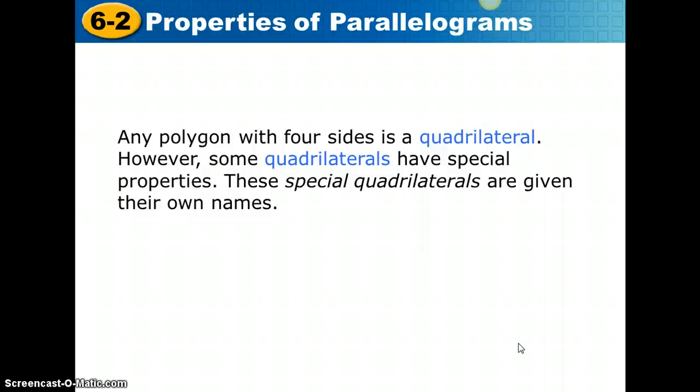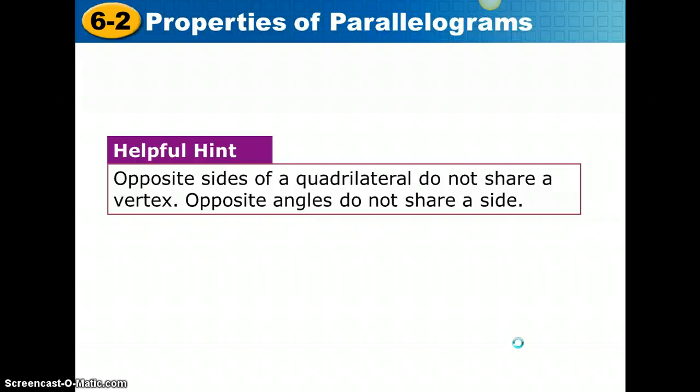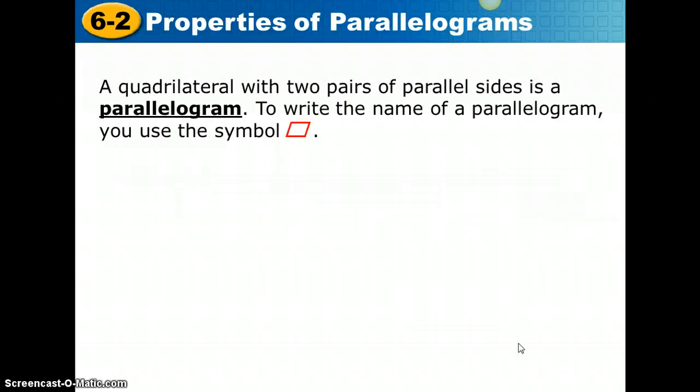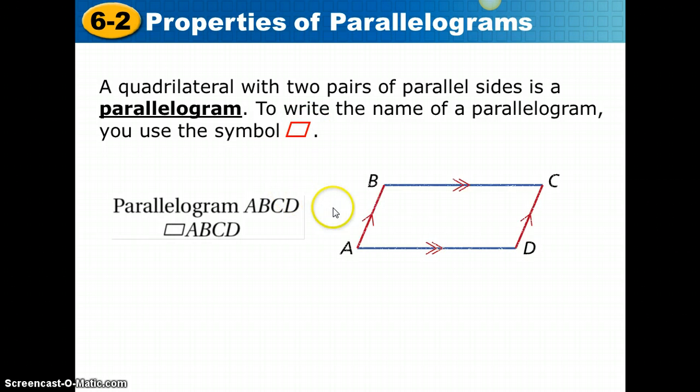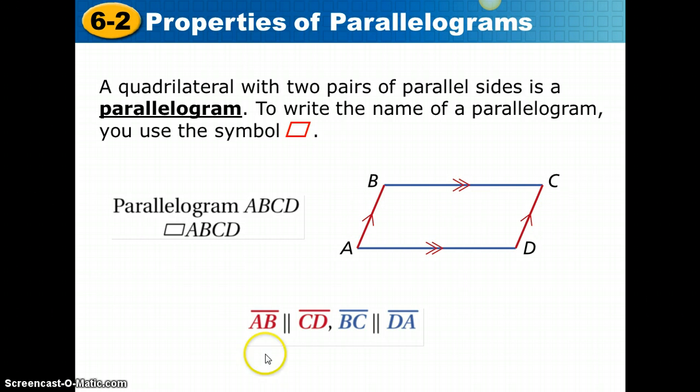Any polygon with 4 sides is called a quadrilateral. However, some quadrilaterals have special properties. These special quadrilaterals are given their own names. A parallelogram is a quadrilateral with 2 pairs of parallel sides. We will use this symbol to name that parallelogram. So it might look like this. If you're given this parallelogram that you see in your note packet, we would call it parallelogram ABCD, and we would use this symbol to name it. You'll notice the opposite sides are parallel. Make sure you have all of this information written in your note packet.